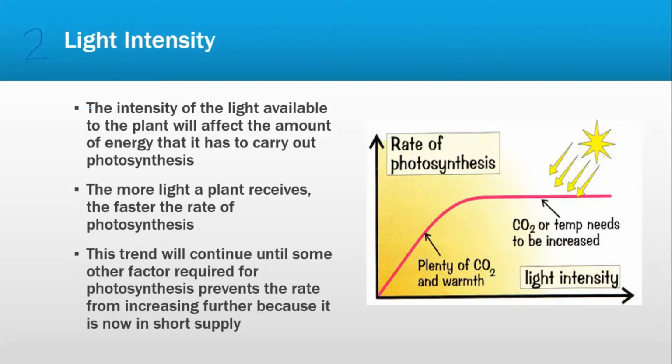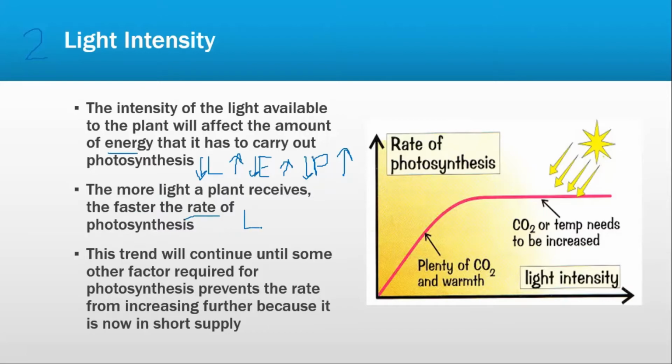Of course, the one receiving the sunlight can carry out photosynthesis. The one in the dark room cannot carry out photosynthesis, as we all know. The intensity of the light available to the plant will affect the amount of energy that it has to carry out photosynthesis. For example, the higher the light available, the higher the energy, and the higher would be the rate of photosynthesis, and vice versa. Lower the light available, lower would be the energy, lower would be the rate of photosynthesis. Simple. The more light a plant receives, the faster would be the rate of photosynthesis.